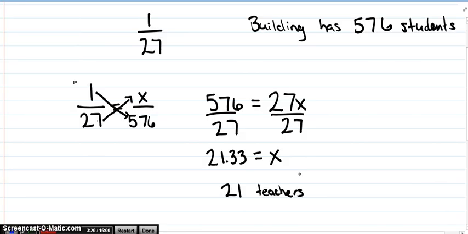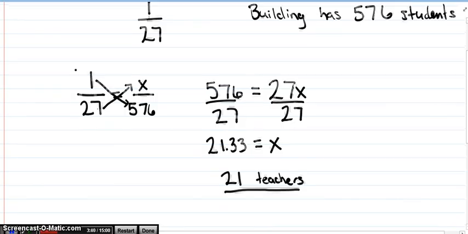So, again, cross products is how we solve these. It doesn't matter which one you do first. It doesn't matter if you go bottom left to top right. As long as you cross product one, stick the equal sign in the middle, and then cross product the other, and then solve it like an algebra problem. So our final answer was 21 teachers, and that's just a quick example on how to do that.